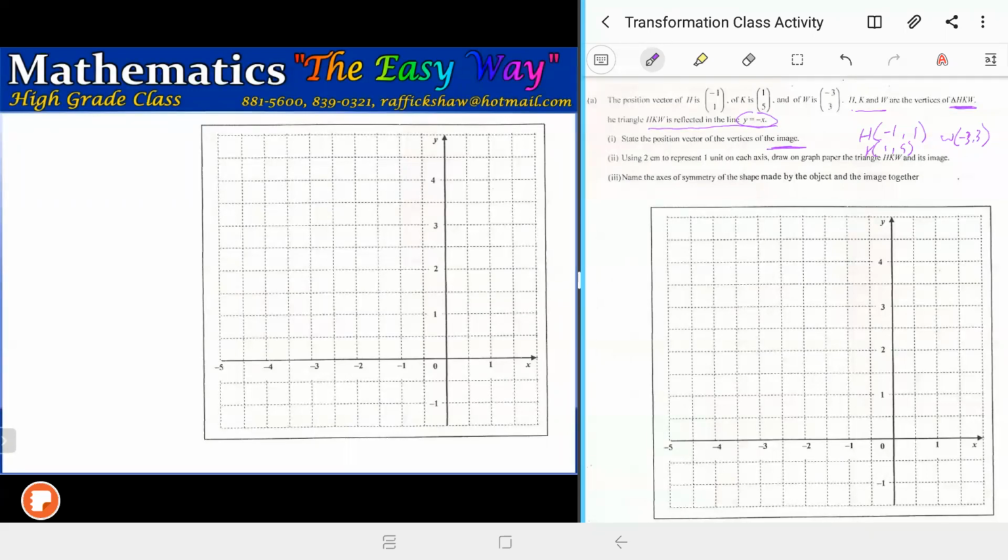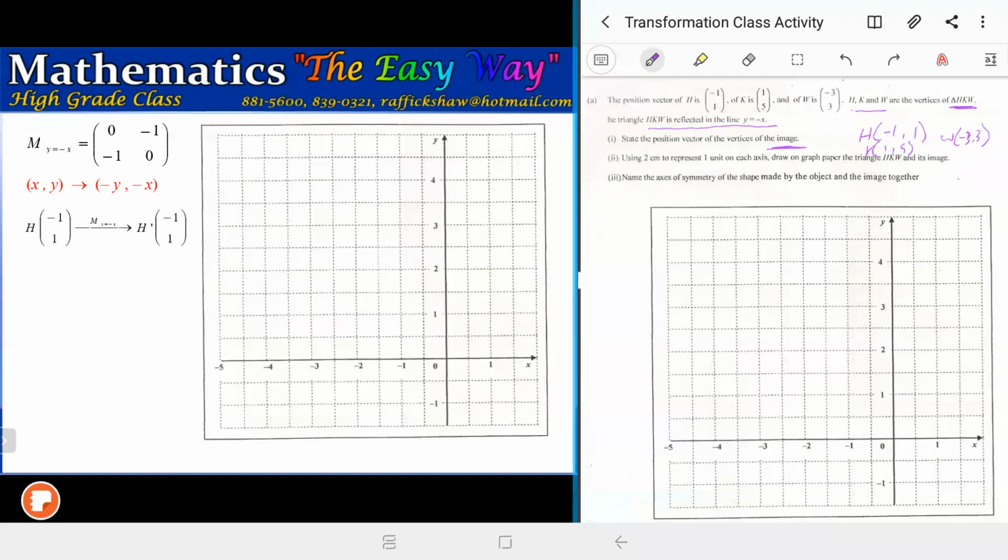Reflecting in the line y equals minus x, the x and y values interchange and change sign. But let's look at the approach over here. That's the matrix for it. I'm sure you can use the matrix and calculate, but you can do a general point. A point (x, y) will interchange and change sign, so (x, y) will become (-y, -x) on reflection in the line y equals minus x.